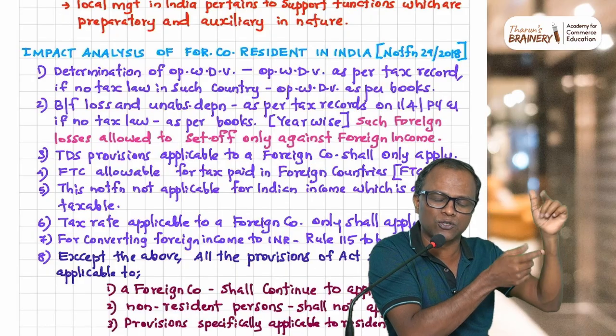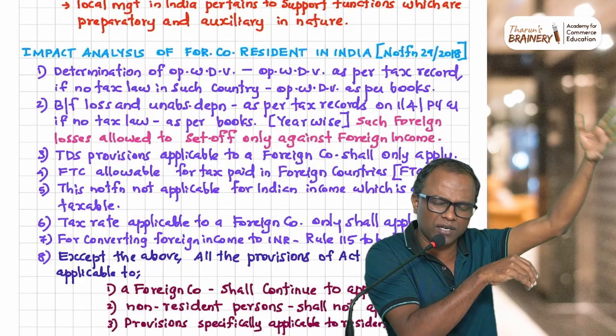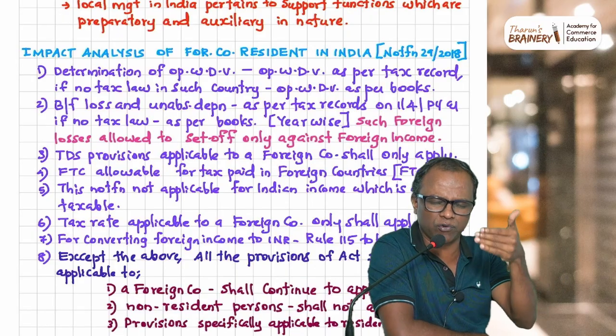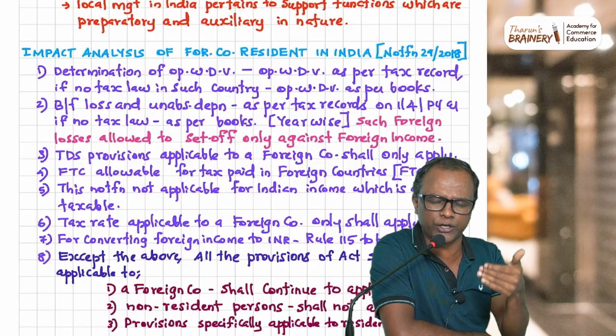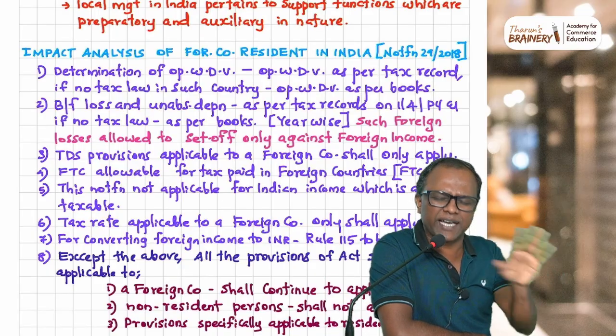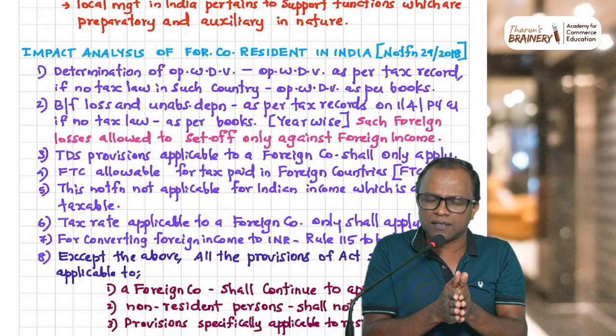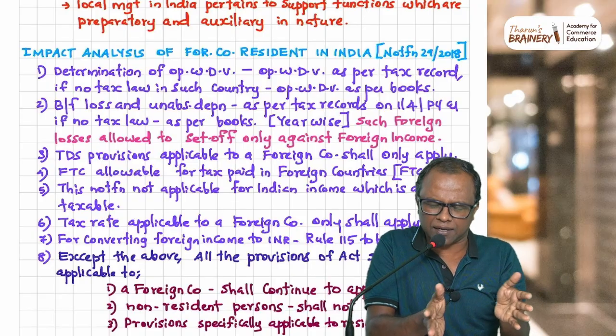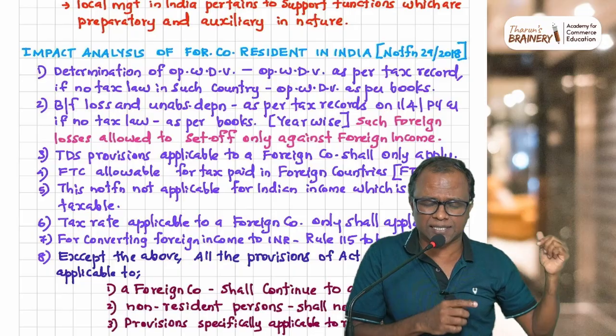So that rule should be applied to convert that foreign income into INR in respect of a foreign company which becomes resident in India due to the POEM guidelines. And the next issue is a very dangerous issue. They are saying, okay, resident, right? You are a foreign company, right? So all foreign income would be taxable in India.